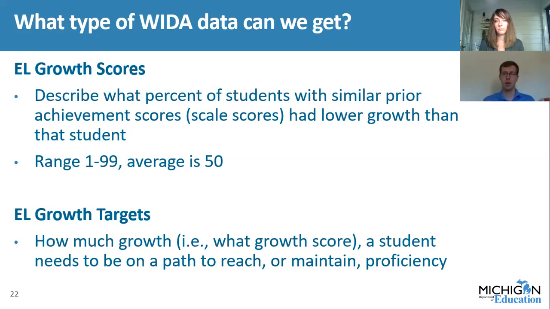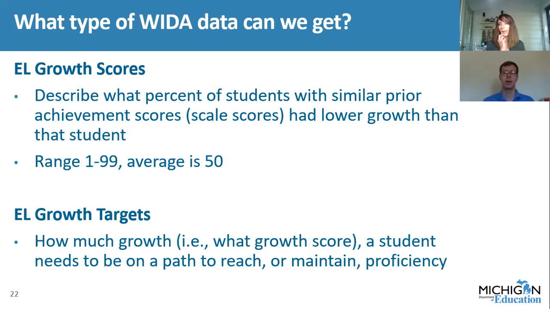The separate part is the next question: is it enough growth? Are they on track to reach proficiency? Well, then you can't really have the question of what's average or typical. You have to have a question of what is necessary. And that's where we get growth targets that say, here's the growth score that's needed to put a student on path to reach or maintain English proficiency.